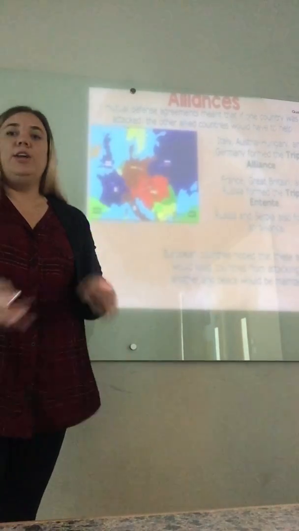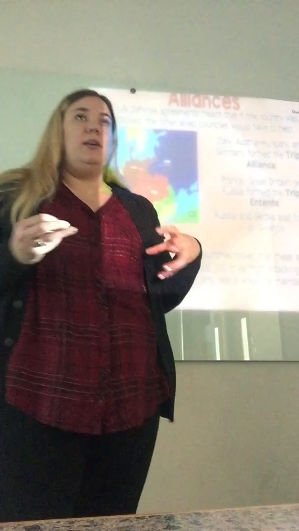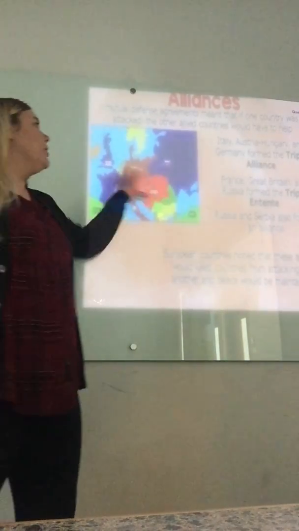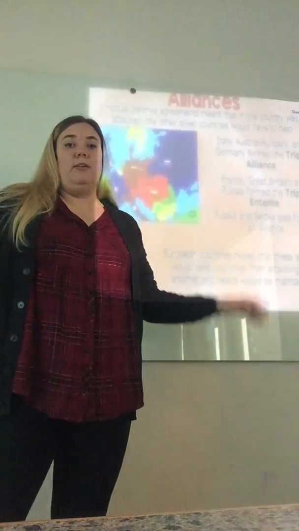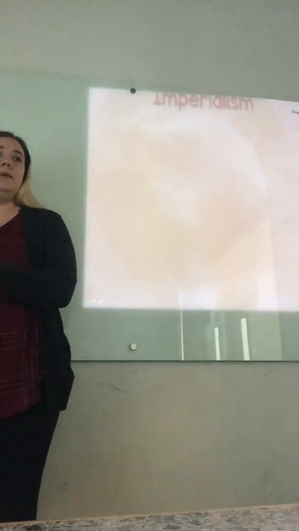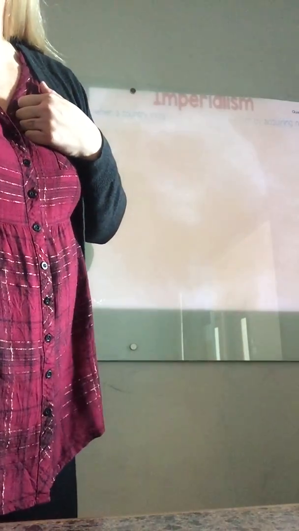So, European countries hoped that these alliances would keep them from attacking one another and that peace would be maintained. So the thought behind it was, if we're all allied, then no one's going to mess with each other. Well, that sounds great and all until it actually comes to fruition. Okay, so we have M, militarism, A, alliances, I, imperialism.